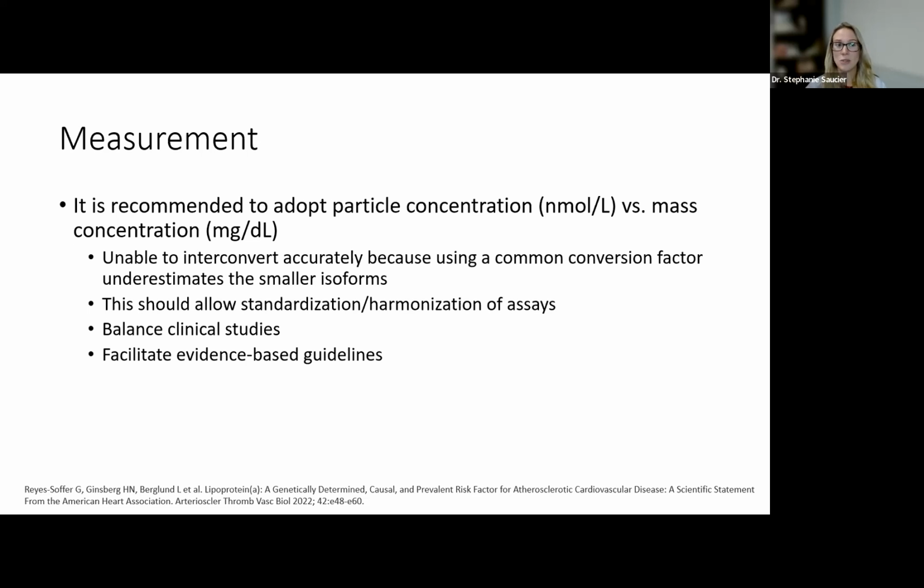The reason is that we're unable to interconvert accurately, because using a common conversion factor actually underestimates the smaller isoforms. This should allow standardization and harmonization of assays and clinical studies. So when we're comparing one study to another, it's easier to see the interaction because we're all talking the same language and the same units, and it facilitates evidence-based guidelines. So it is recommended that we all adopt nanomoles per liter as the measurement.